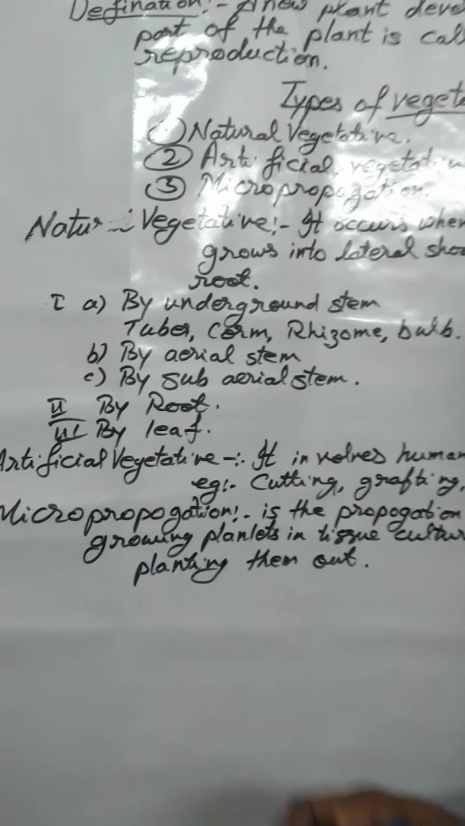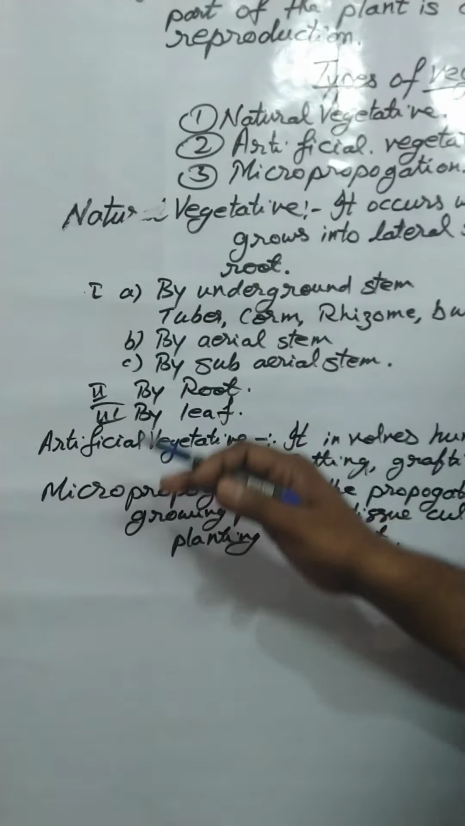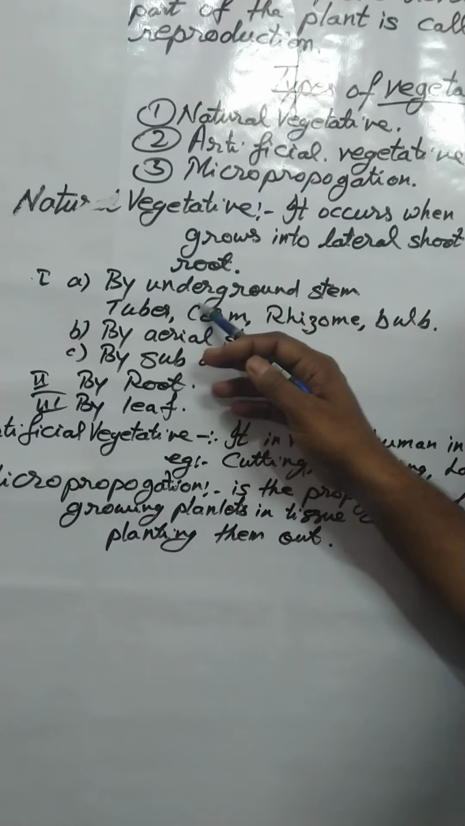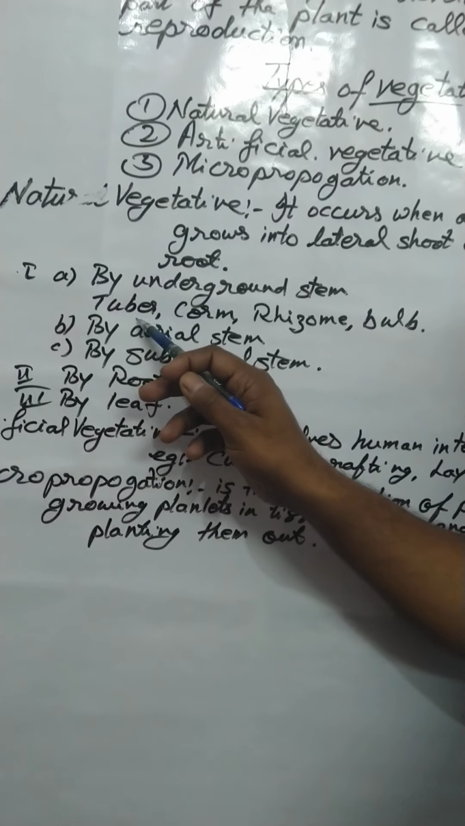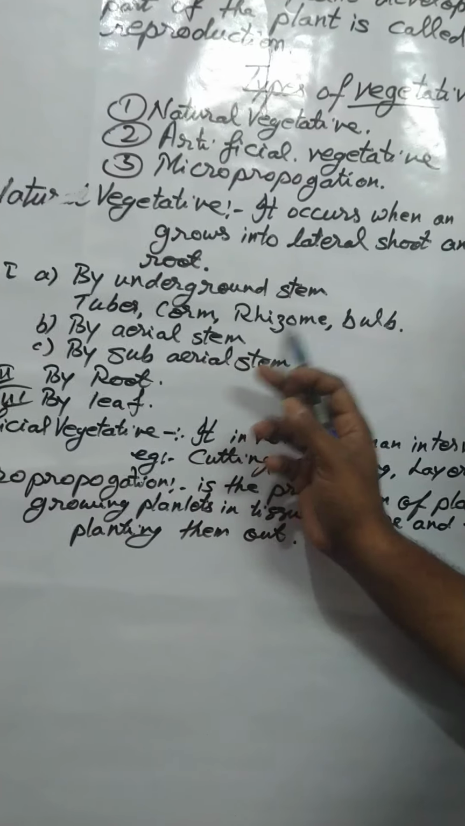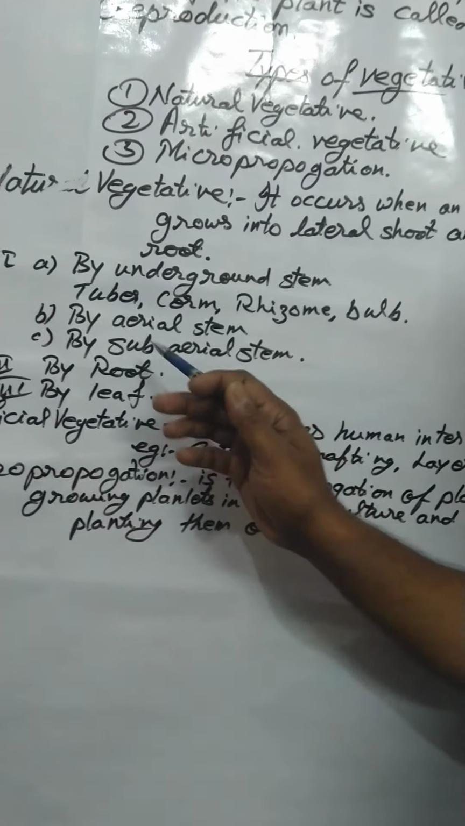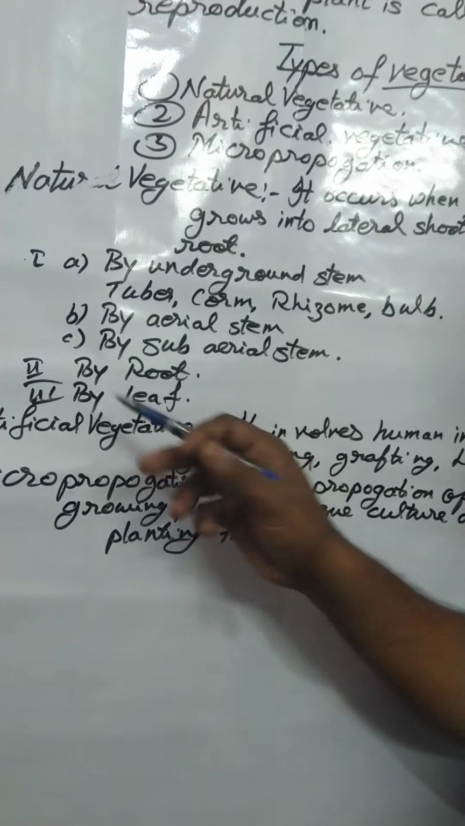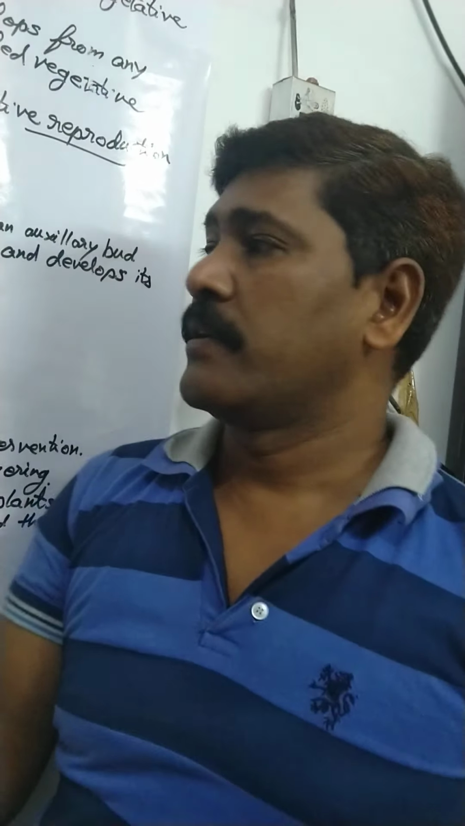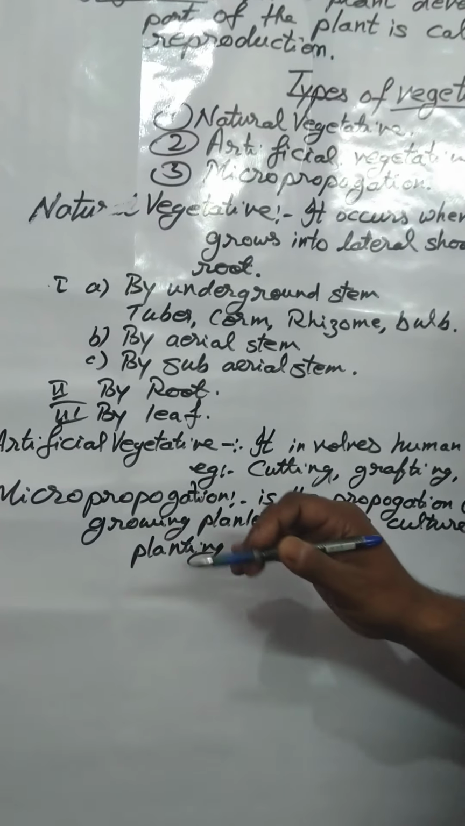Already we have discussed that through stem, vegetative reproduction takes place by tuber, corm, rhizome, bulb, okay, and aerial stem, subaerial stem. These all things we had already discussed in the practical session in the last class.